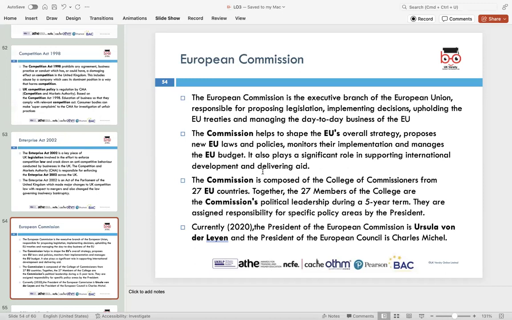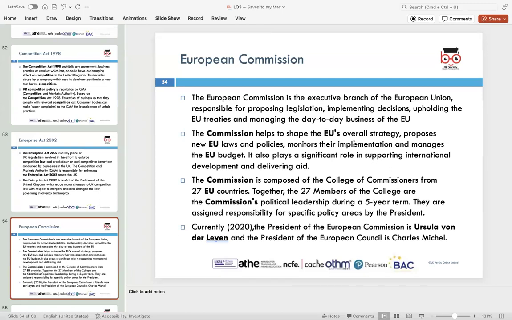The European Commission, which is the executive branch of the European Union, is accountable for the formulation of legislative proposals, the execution of decisions, the maintenance of EU treaties, and the management of the day-to-day operations of the European Union.